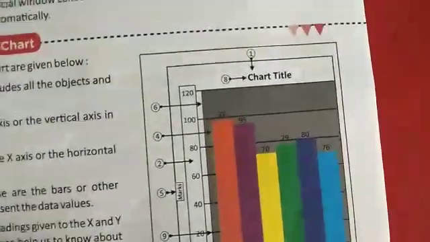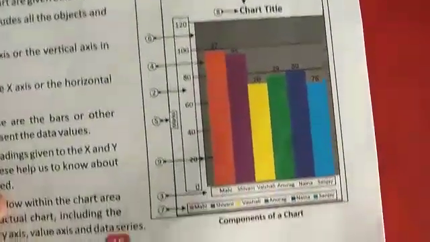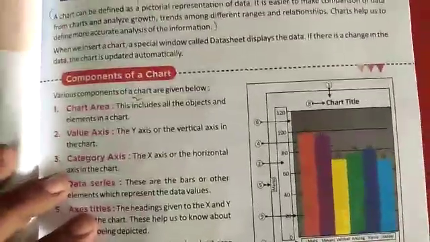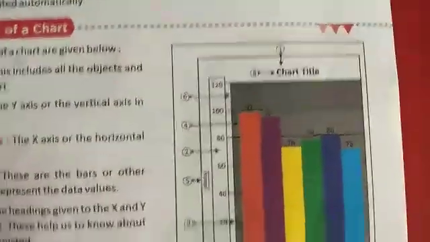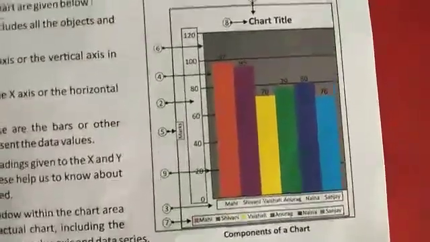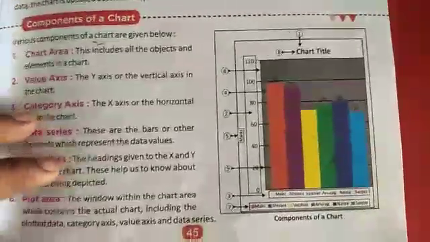Now see legend, point number 7. This is the legend. Point number 8 is the chart title. And point number 9 is grid lines. These are the grid lines. So these are the components of a chart whenever we define any chart in MS Excel.